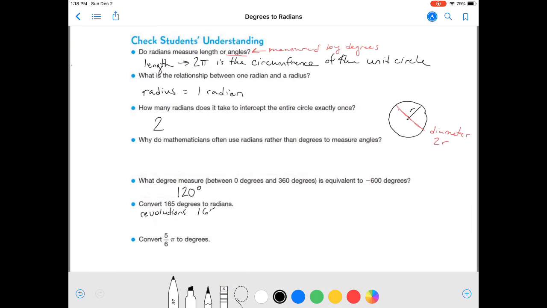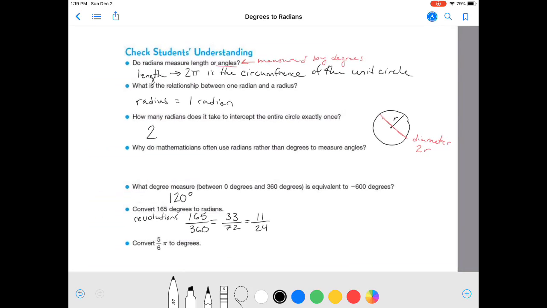Remember, to convert to revolutions, we're going to do 165 divided by 360. Now we simplify that fraction. We can divide 165 and 360 by 5, and we're going to get 33 over 72. That fraction can be simplified further, giving us 11 over 24. So 165 degrees is 11/24 of a revolution.